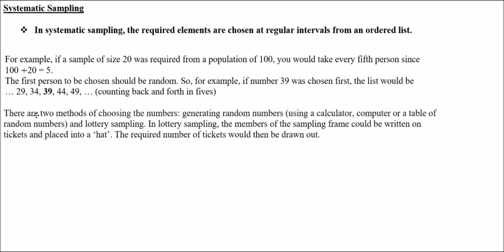So there are two methods of choosing the first number. It could be chosen by using a random number generator on a calculator, or it could be chosen by doing a lottery sample. And again, we've talked about what lottery sampling is. It's where the members of a sampling frame are written on tickets and put into a hat or container, then the required number of tickets are drawn out.